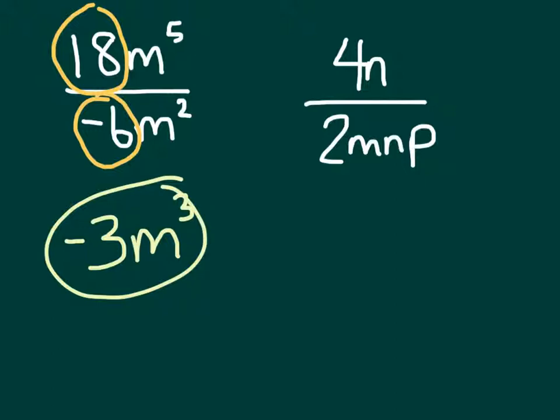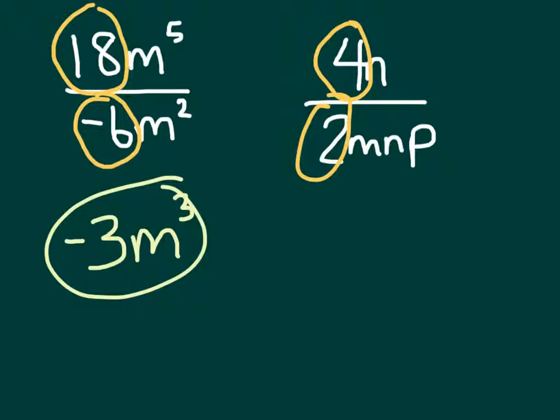With the second problem, it's a little bit different. So we have 4n divided by 2mnp. In this case, we will still take the coefficients, and we're going to go ahead and divide those. 4 divided by 2. But we need to keep it in fraction form because the numerator and the denominator don't totally match. In the numerator, we only have an n, and in the denominator, we have m, n, and p.